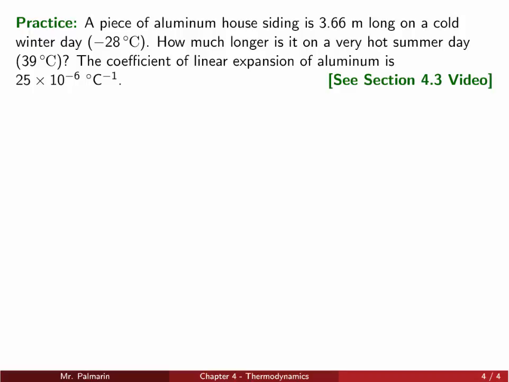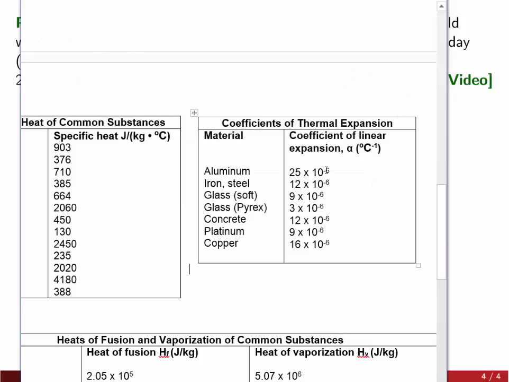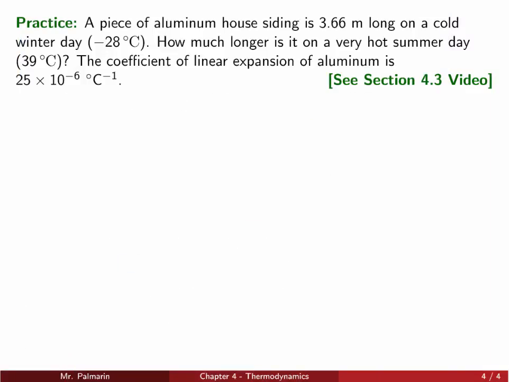A piece of aluminum house siding is 3.66 meters long on a cold winter day, negative 28 degrees Celsius. How much longer is it on a very hot summer day, 39 degrees Celsius? The coefficient of linear expansion of aluminum is 25 times 10 to the negative 6 degrees Celsius to the exponent negative 1. Okay, so that last sentence was not necessary. You're expected to be aware that you're going to have to look that up. So here's aluminum, and the linear expansion is listed here.